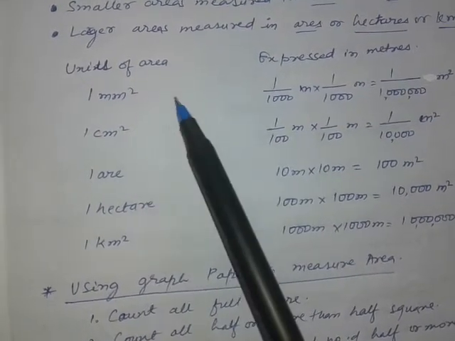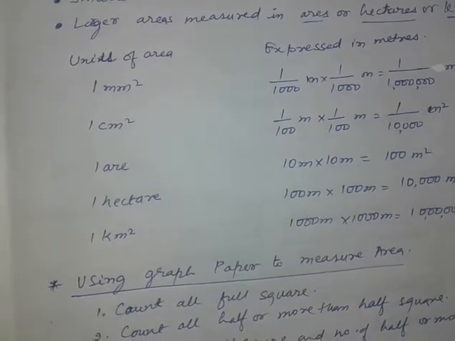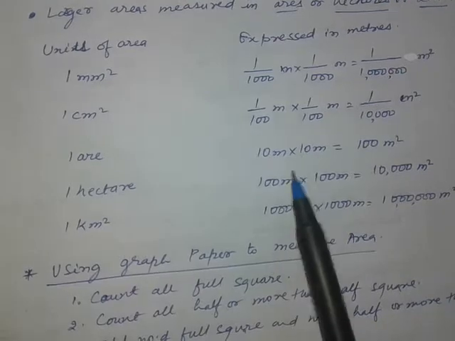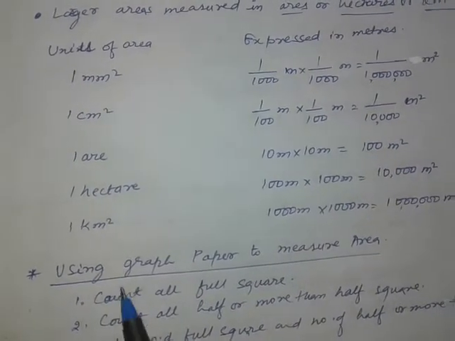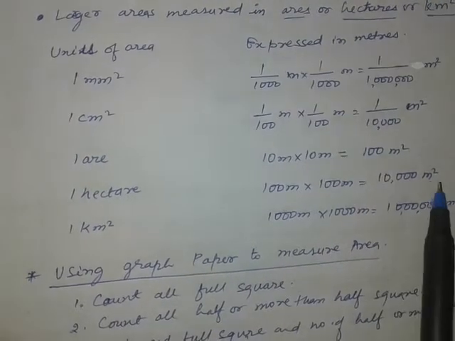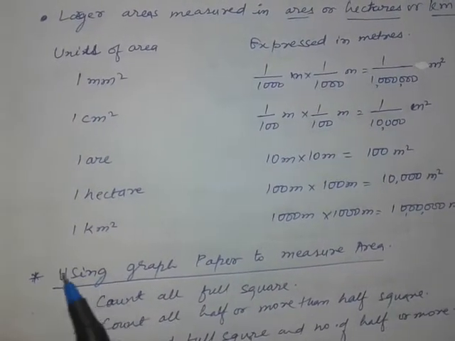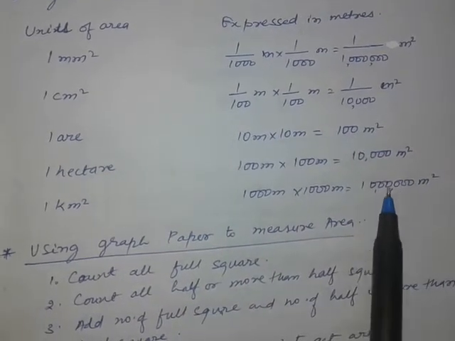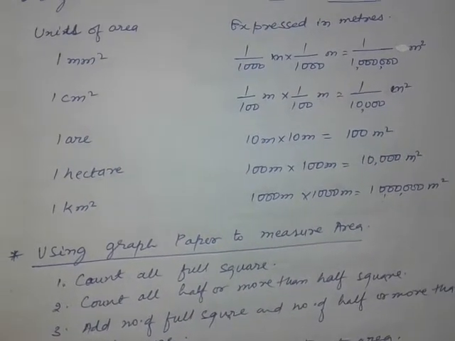All these are units of area, and we change them into meter square. 1 hectare equals 100 meter into 100 meter, that is 10,000 meter square. 1 kilometer square equals 1000 meter into 1000 meter, that is 10 lakh meter square.